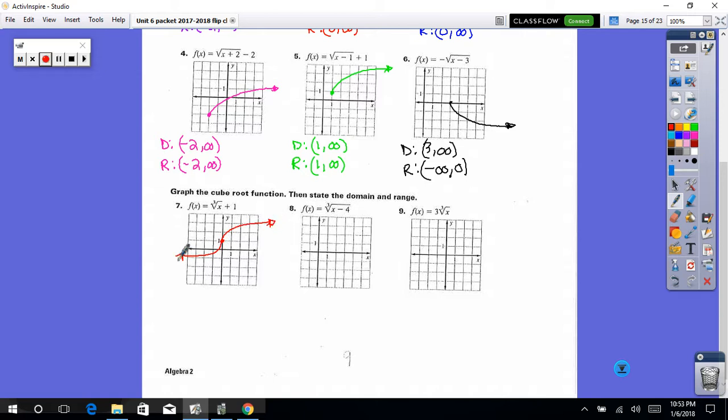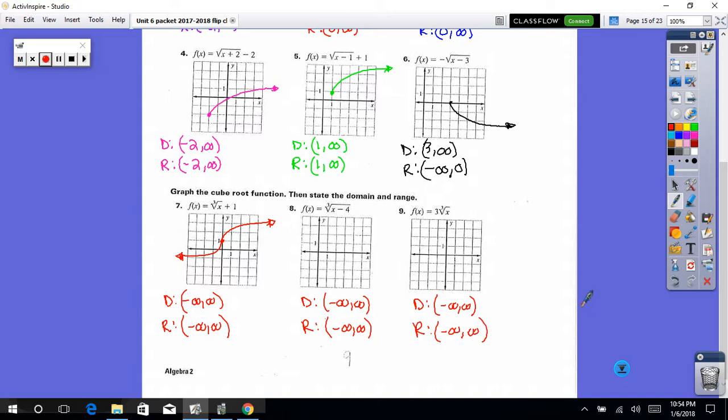Rough sketch looks something like that. And like I said, the domain and range never change. Okay, so technically you could go through here and do this on every single one of your cubed root functions, because it does not matter how many transformations I make to this, it's still never going to change. Okay, number 8 is going to the right 4.